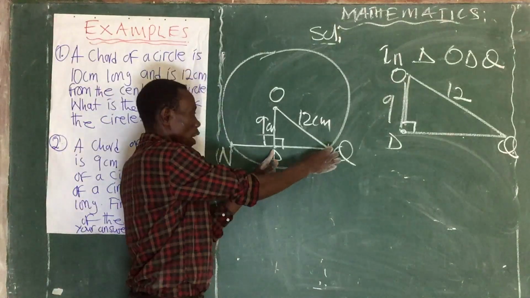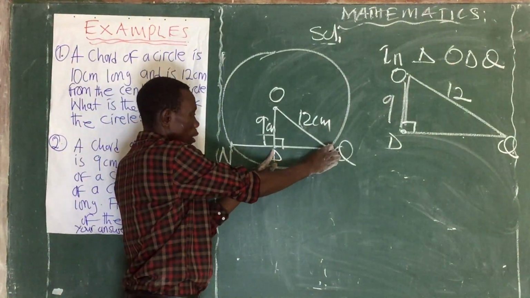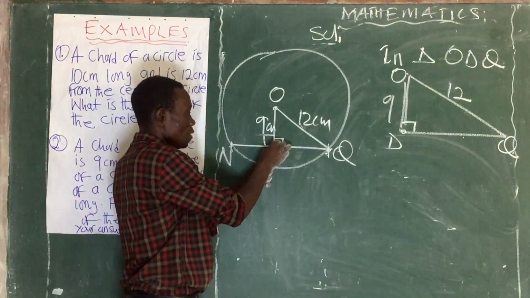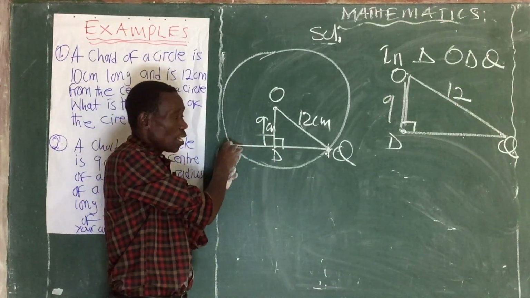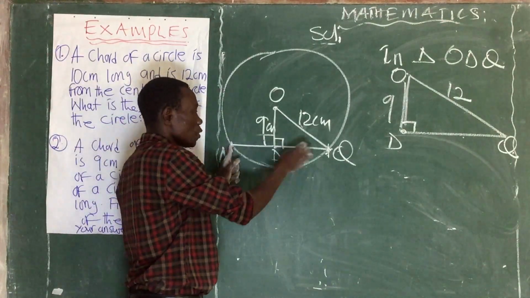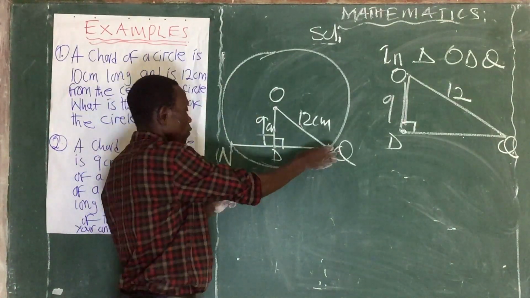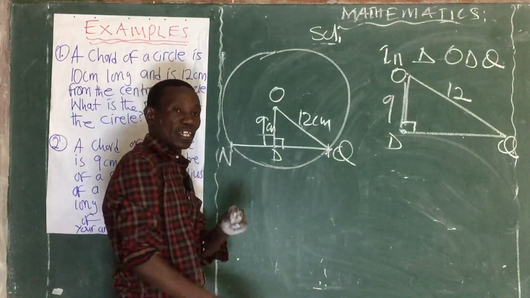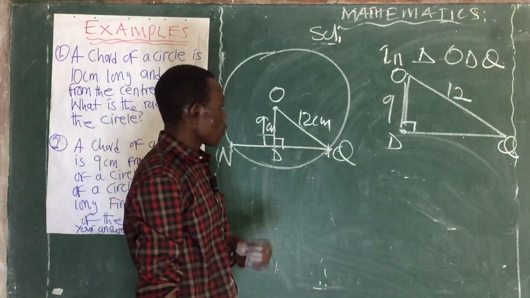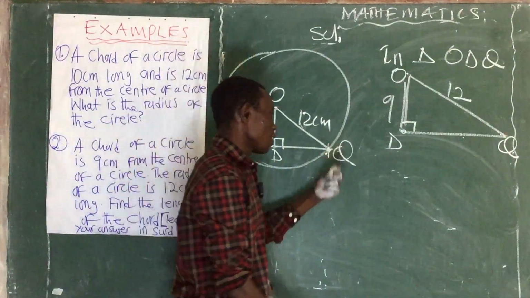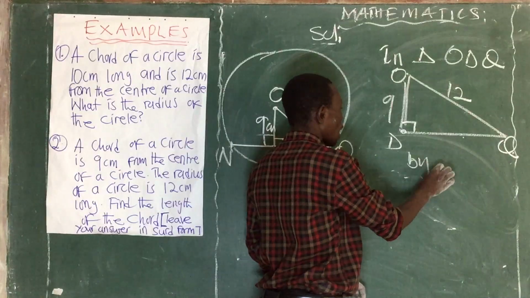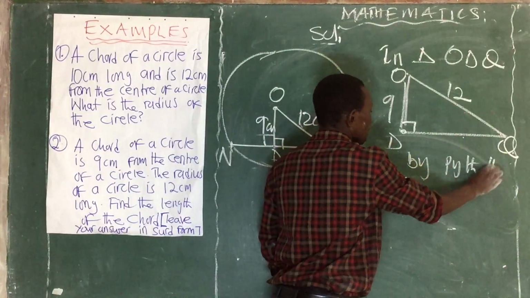Once you have found this one, you know that this distance DQ is the same as the distance from D to N. Then to find N to Q, just multiply the value of this length by 2. Then you have the distance from N to Q, that is the length of your chord. How do you get that one? The same story, by Pythagoras theorem.